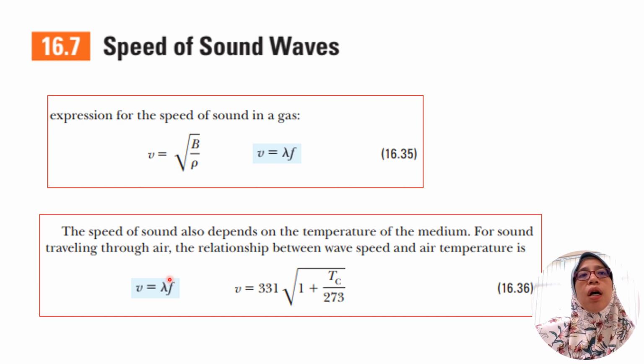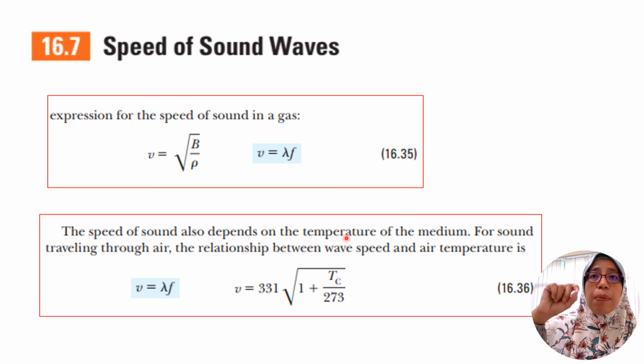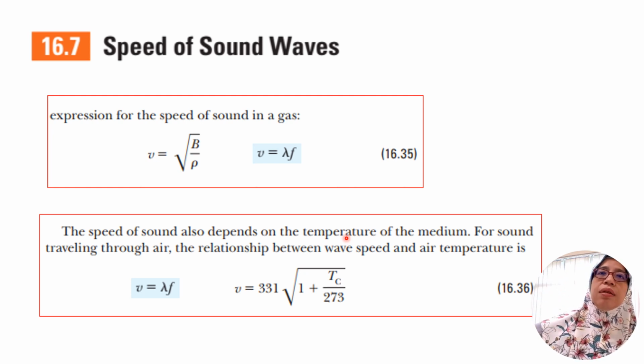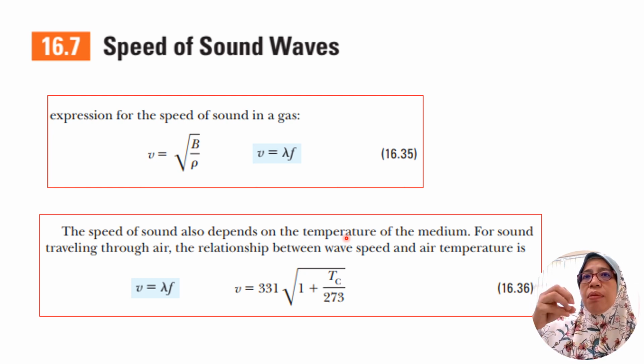Additional to that, the speed of sound also depends on the temperature of the medium, because speed of sound really depends on the air particles vibrating back and forth, and when it travels, it will pass its kinetic energy to the neighbor. In short, sound needs a medium, which is the air particles themselves. So that's why there's no sound in outer space.